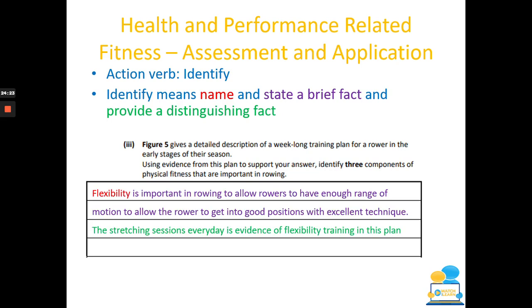And the last fitness component that we've identified in this training plan is flexibility. And it's important in rowing to allow rowers to have enough range of motion to allow the rower to get into good positions with excellent technique. So again, the catch position in rowing, where the rower bends their knees and hips before they push their feet into the boat to try and propel the boat backwards while pushing the oars into the water. So that position requires a lot of mobility at the hips and the lower back in order to get there without rounding your lower back. So that is what the good position is with good technique.